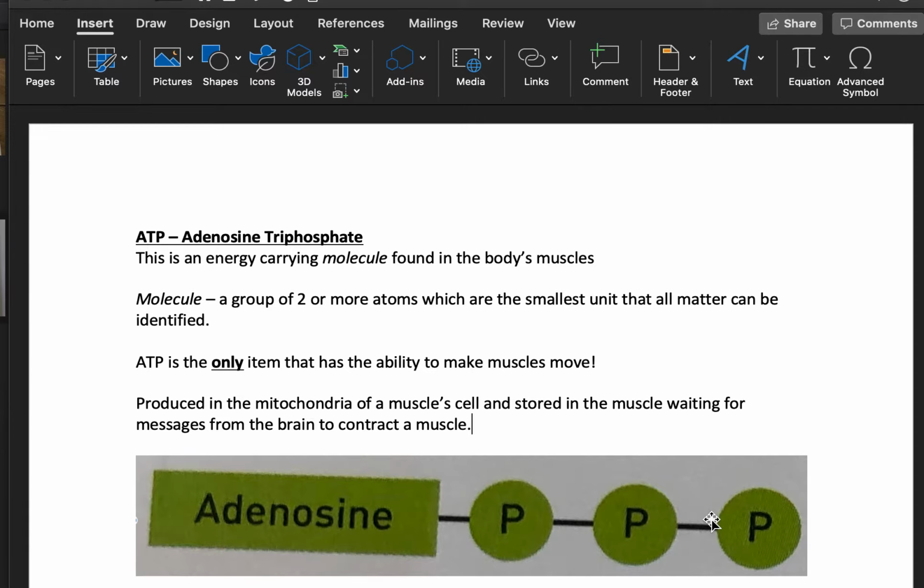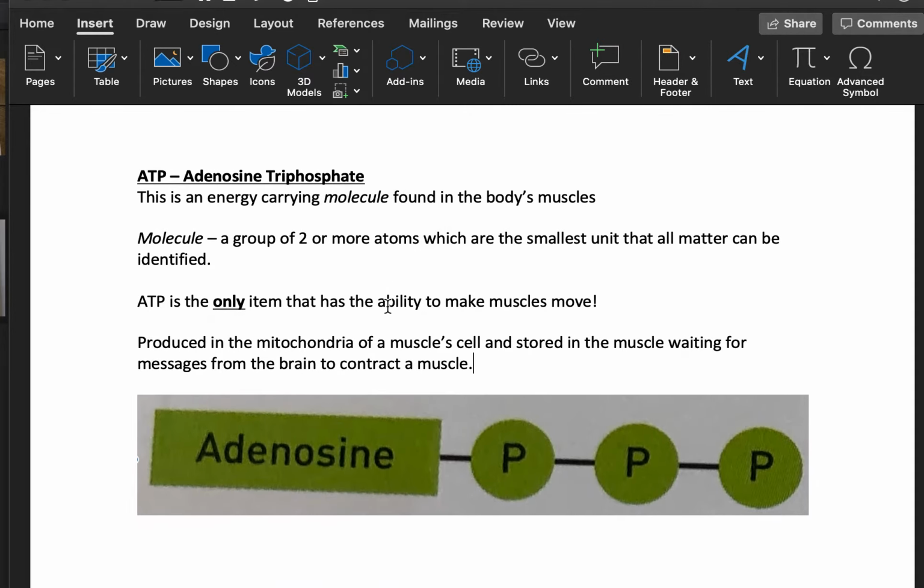Adenosine triphosphate is an energy carrying molecule that is found in our body's muscles. Muscles are cells, and as the muscles are moving, the energy that is carried within the ATP is what actually makes that muscle contract. So what is a molecule? We've used that word a couple of times now. It's a group of 2 or more atoms, which are the smallest unit that all matter can be identified in the world. So we're zooming right in deep to a microscopic level inside the muscle and grouping these molecules together.